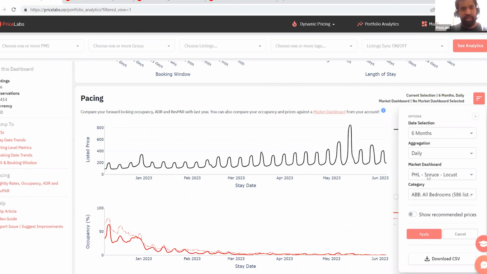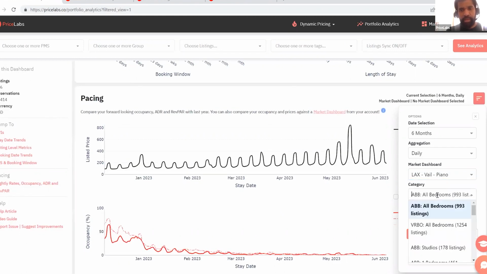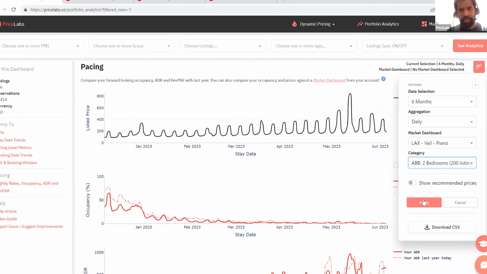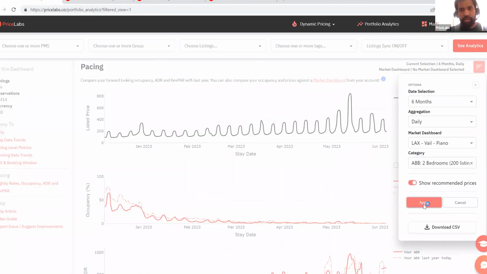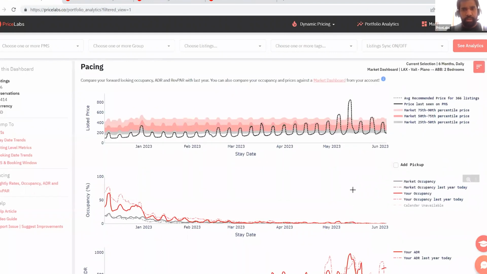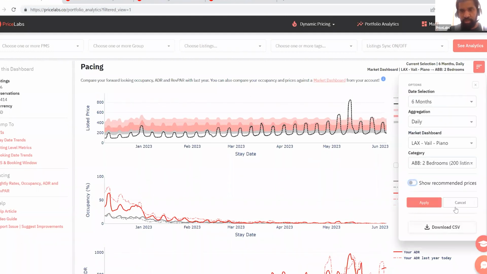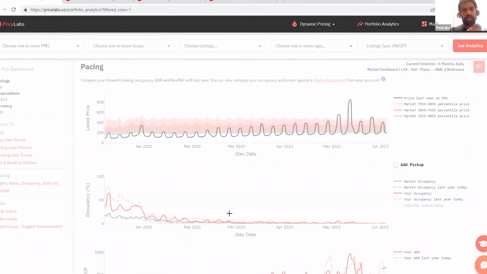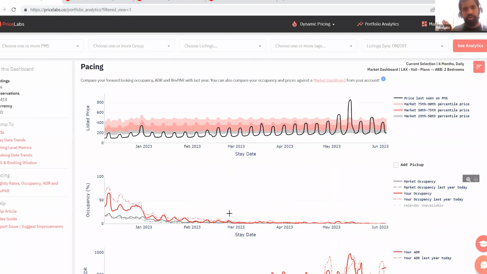So what I'm doing here is, let's assume all of my properties were in the LAX Playa Vista area, and I wanted to compare my properties against an Airbnb 2-bedroom comp set, right? And I want to apply. Actually, let me for now remove this. Yeah, what you'd see here is, of course, it matters a lot what market and what comp set I've chosen, because it has to be the right one.